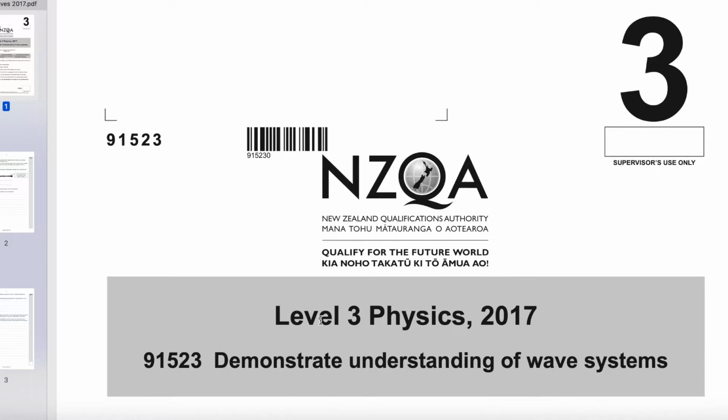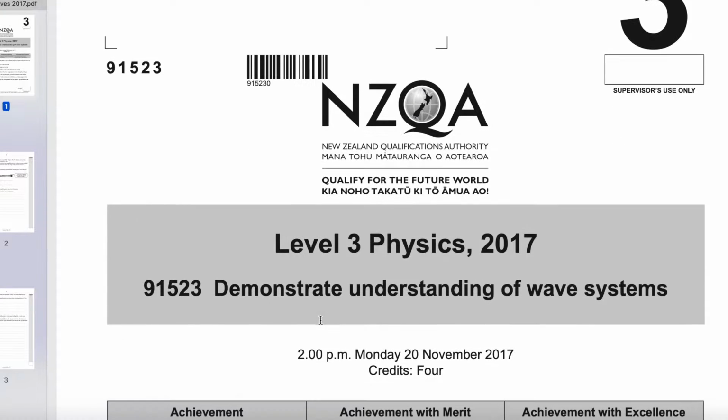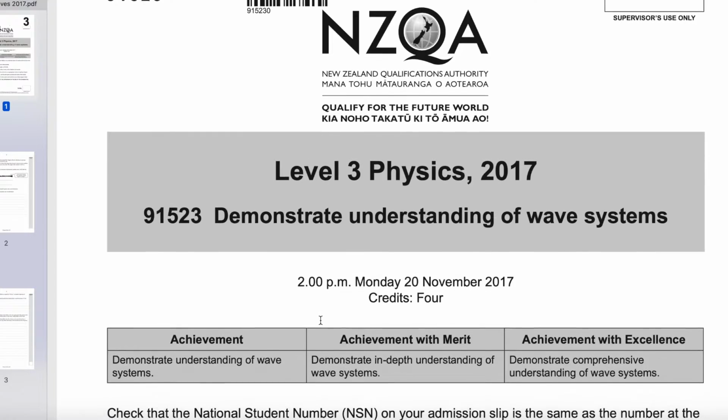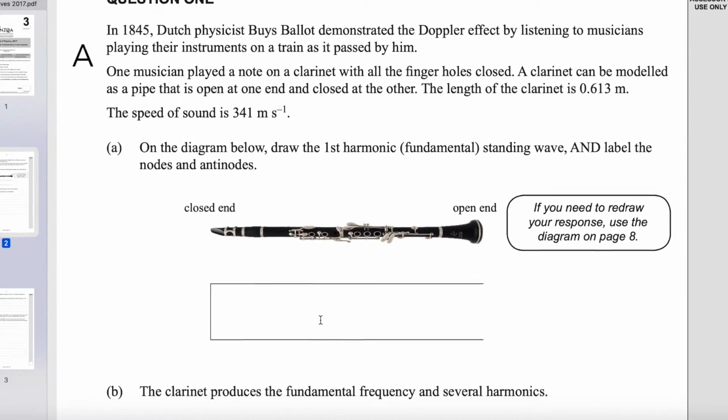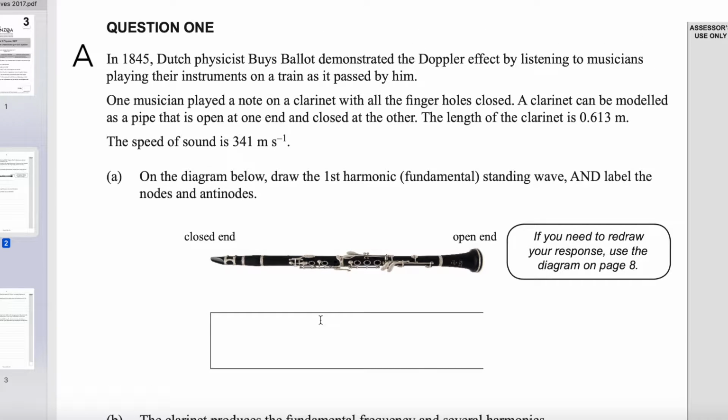Alright guys, today we're doing Level 3 Physics 2017, Demonstrate Understanding of Wave Systems. Question 1. So question 1 starts off with some pretty useless information. The first two sentences are pretty much crap. Just ignore that.